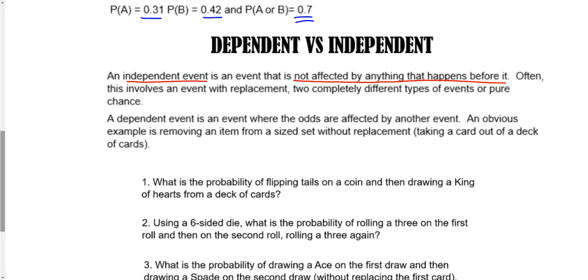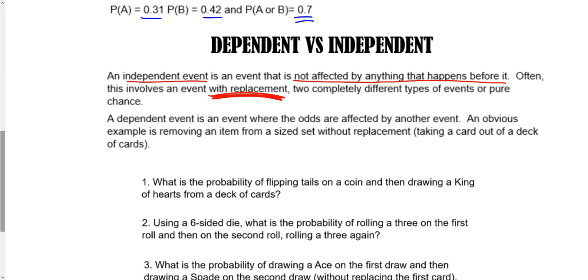So that means you're going to basically calculate two probabilities, and the second probability is not affected by what happened first. There's a couple of different ways that could happen. The big one is this. This is a key word that tells you right away it's independent.